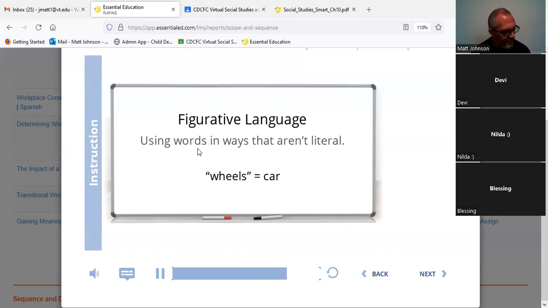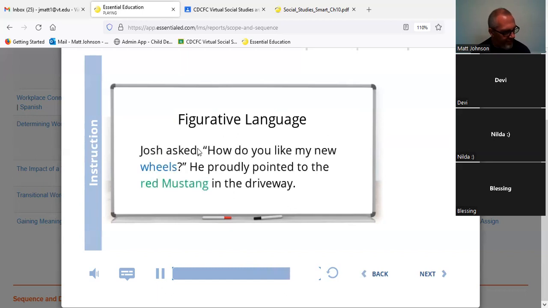For example, you might read, Josh asked, "How do you like my new wheels?" He proudly pointed to the red Mustang in the driveway. You can tell by the fact that Josh is pointing to a red Mustang that he means car when he says wheels. If you give it a little bit of thought, you'll be able to figure out a lot of connotative and figurative meanings from the context.